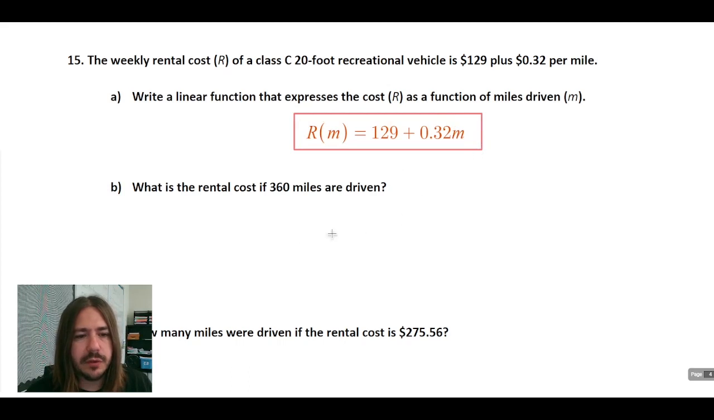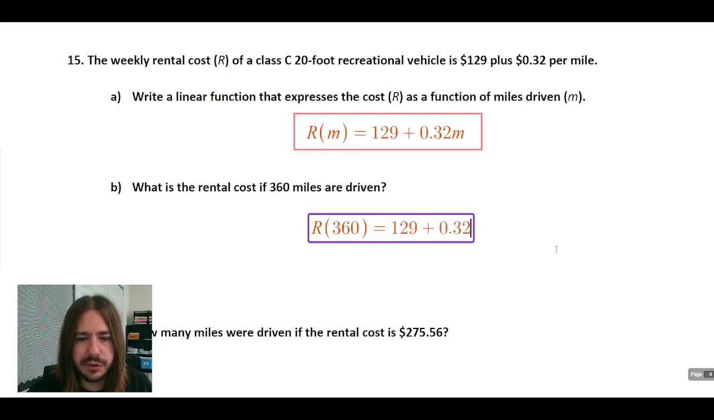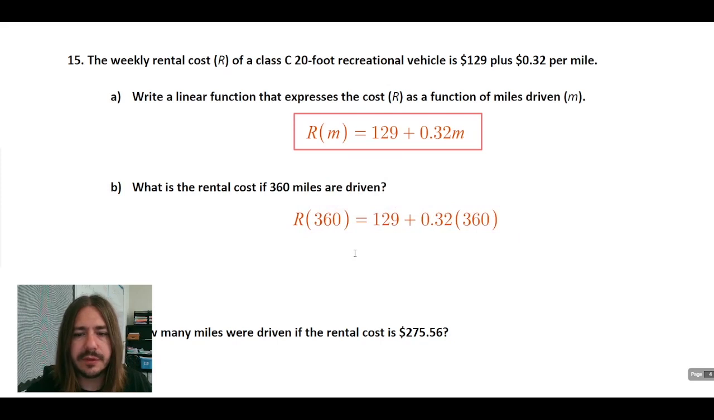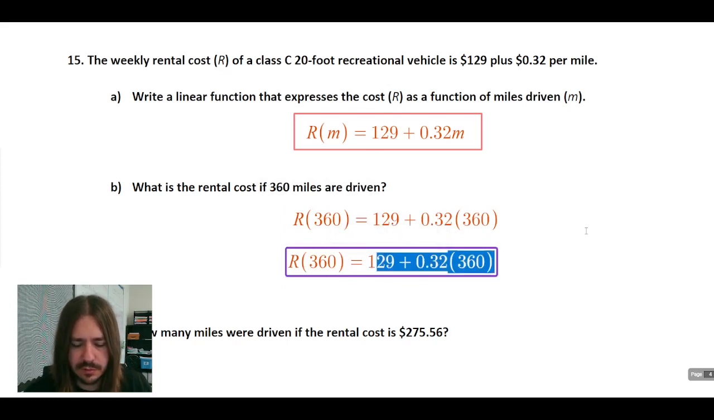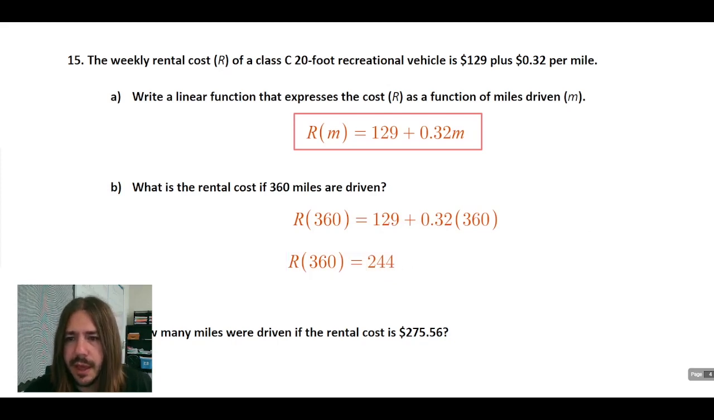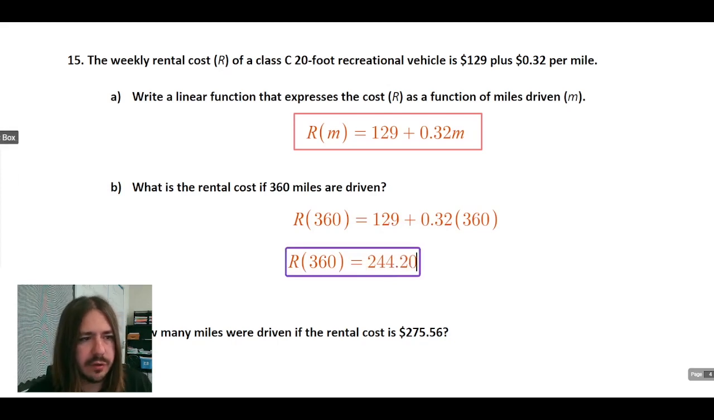The next question says, what is the rental cost if 360 miles are driven? So the rental cost, if 360 miles are driven, is going to be equal to 129 plus 0.32 times 360. This one is just another calculator problem. As long as you have it set up right, it's going to be hard to get this one wrong. So we're just multiplying, adding. We'll throw that in the calculator, and the rental cost is going to be $244.20.